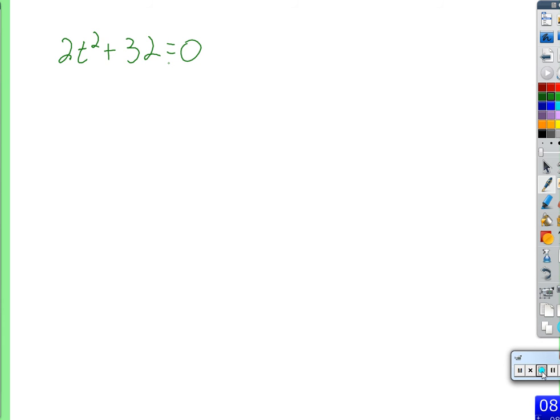All right, so what is a step we can take first? Yeah? Subtract 32. We like 32 to be over there. 2t squared equals negative 32. So that's one thing. A lot of you had positives on the other side, and you should have negatives. So watch out for that. Now what? Yeah? Divide by 2, so that's going to give us negative 16.